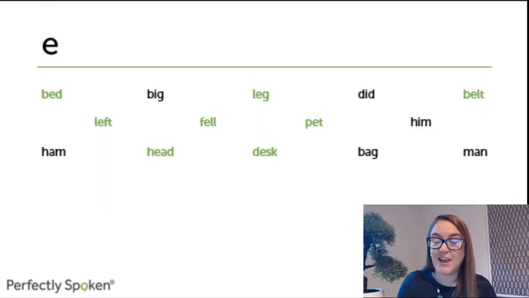Okay, shall we check your answers? Well, hopefully you've identified these words. Bed, leg, belt, left, fell, pet, head, and desk. Really good job if you got all of those.